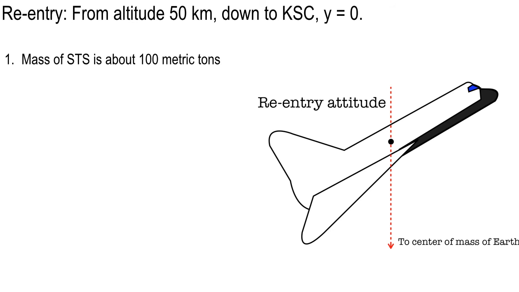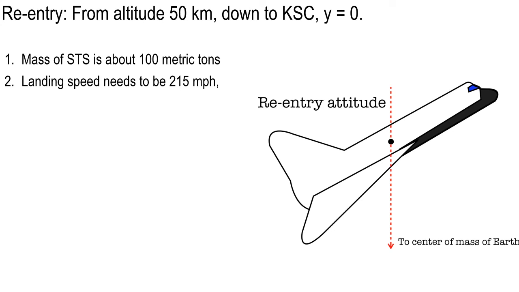So let's get the specs. Mass of the STS, about 100 metric tons, so that's 100,000 kilograms. Now, landing speed, we can't burn off all the kinetic energy, so we want it to have a little bit. 250 miles an hour is the landing speed for that Kennedy Space Center landing strip. And I think that's pretty high.